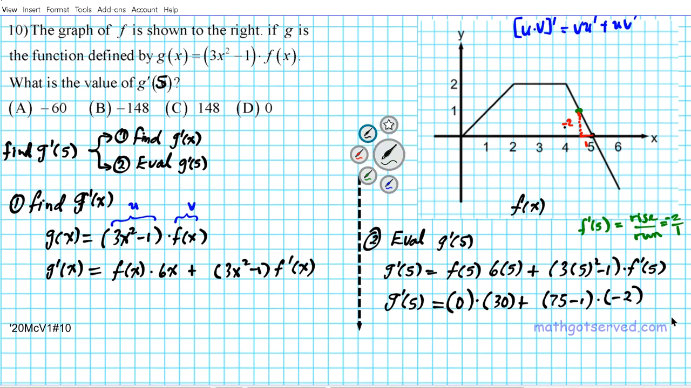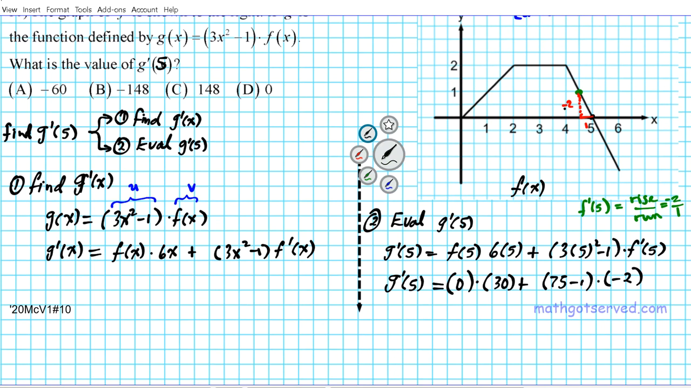All that's left is just arithmetic. We're just going to PEMDAS this equation and get the final answer. Simplifying, we have g prime of 5 equals 0 plus 74 times -2. When you multiply 74 by -2, you get -148 as the value of g prime of 5. Ladies and gentlemen, the answer to question number 10 is option letter B.